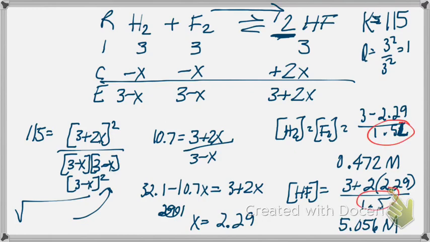You cannot forget this step when you're not at 1 liter. When you're at 1 liter, you can just use the numbers as they are, but you have to remember to do that. Okay? Also, if you're given the concentrations at equilibrium for all 3, you have to be able to check and see which way it is going to shift. Okay?